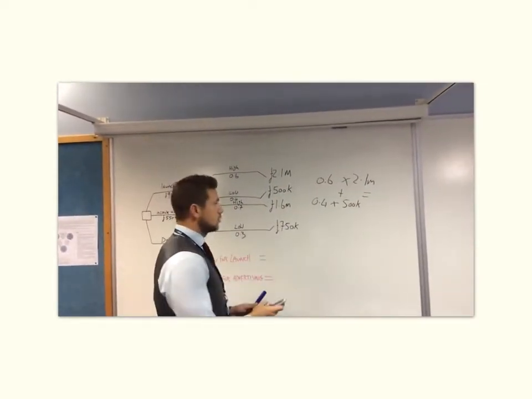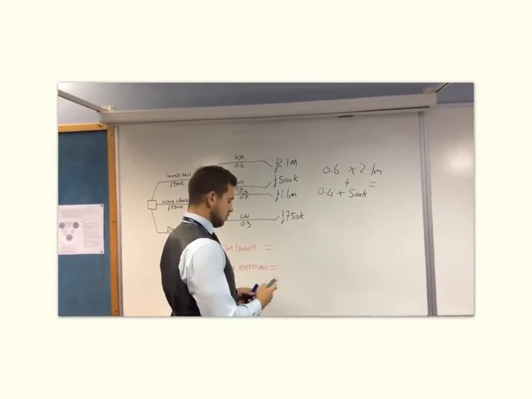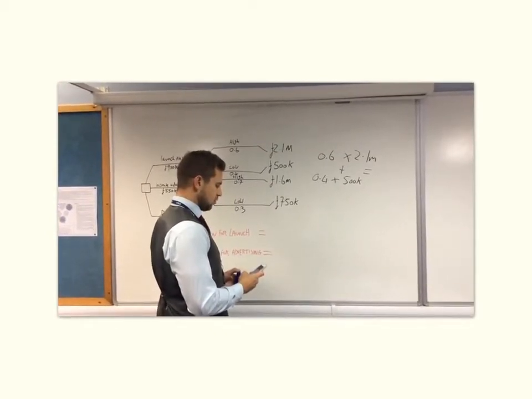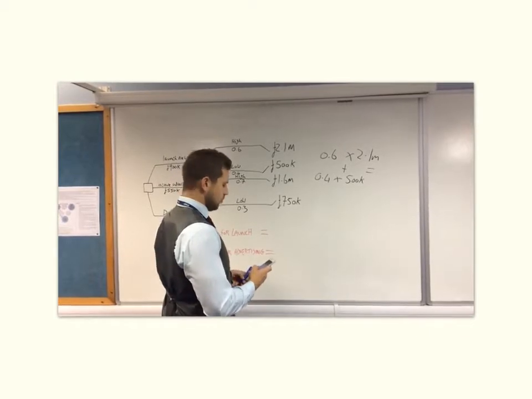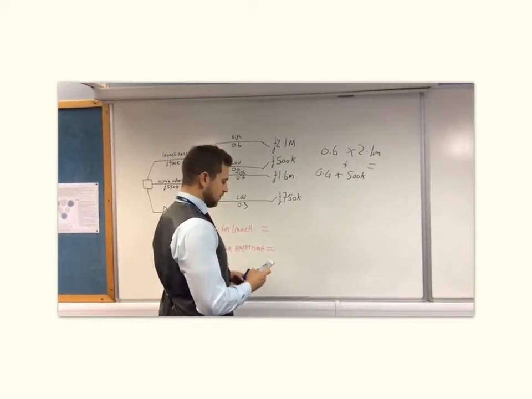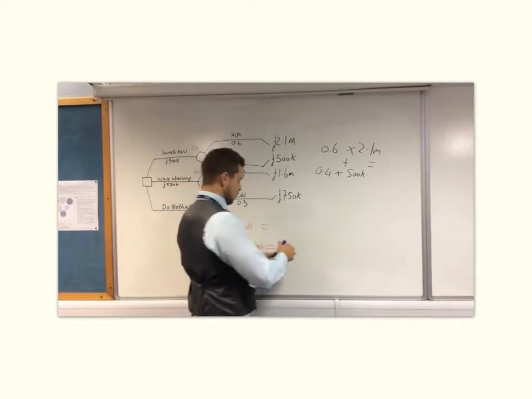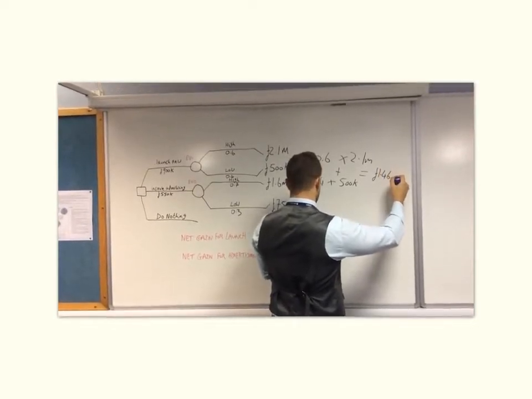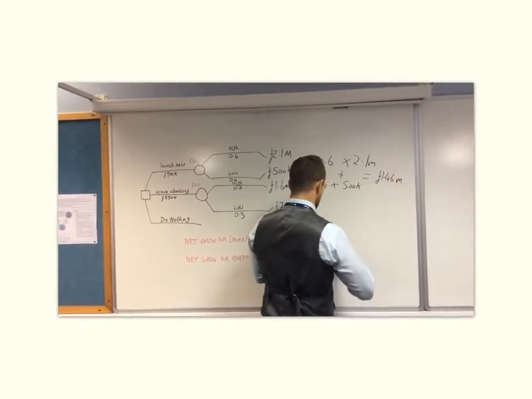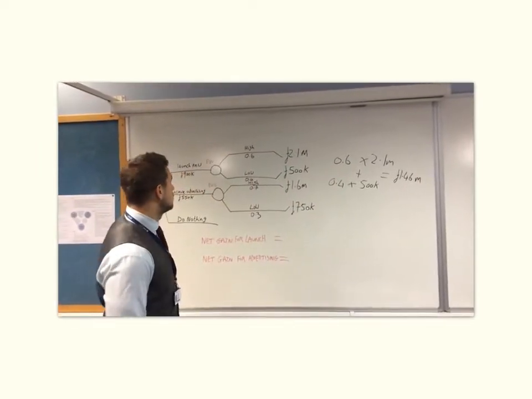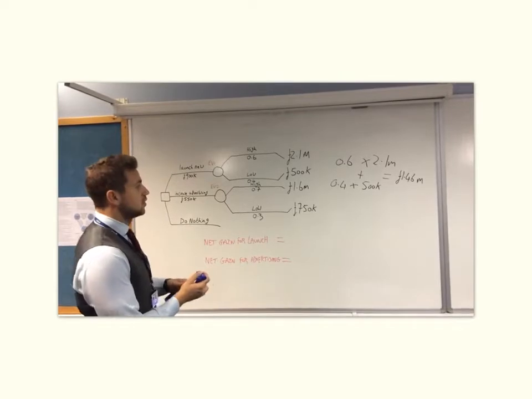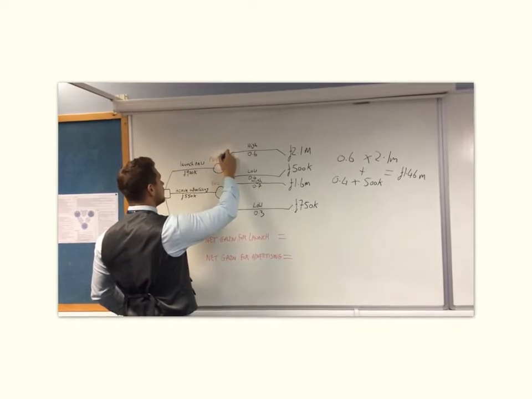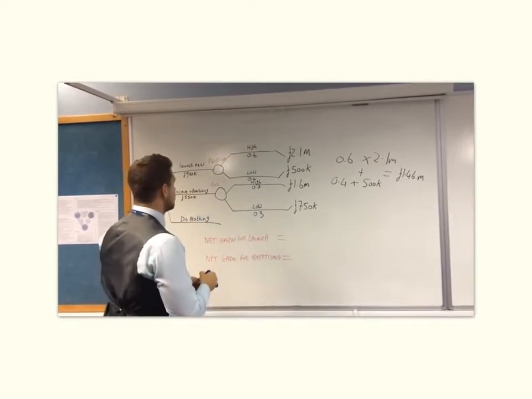So if we do the calculation, 0.6 times 2.1 million plus 0.4 times 500,000 gives us 1.46 million. Remember what I showed you in the presentation, where to put the expected value. It's above the circle. So we're going to put the expected value here above the circle. It was 1.46 million. So there's the expected value.